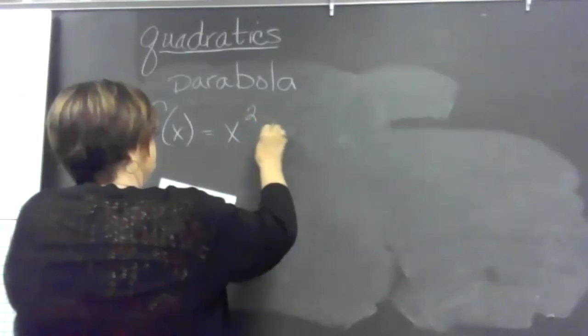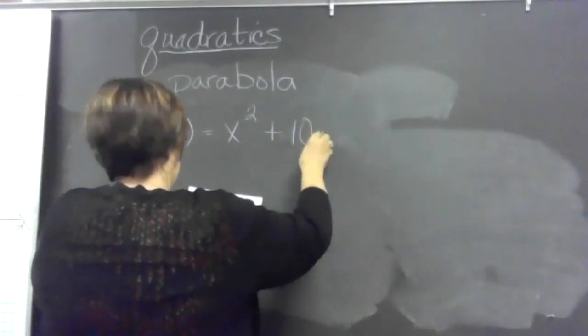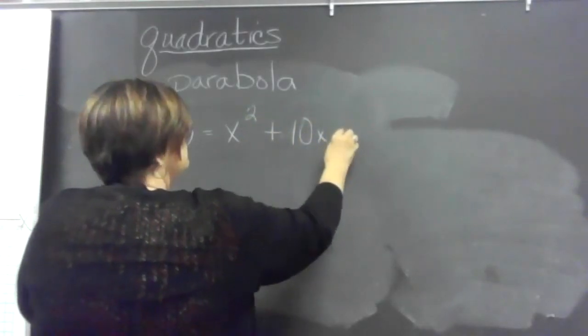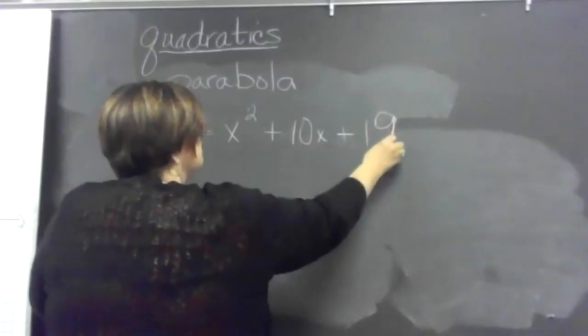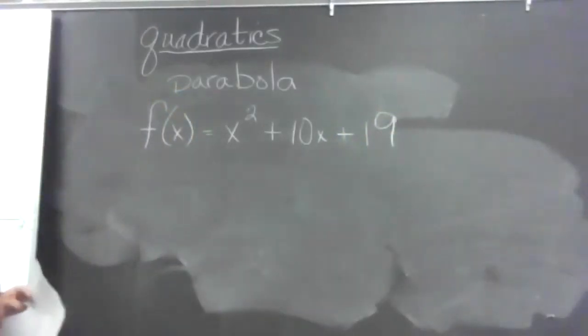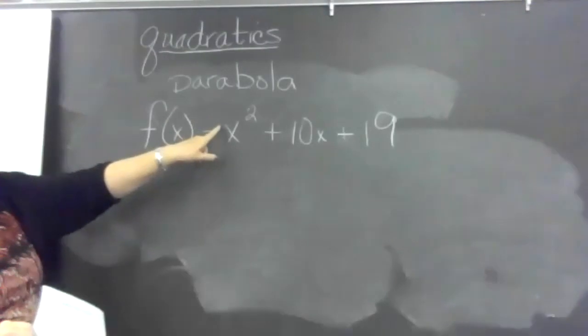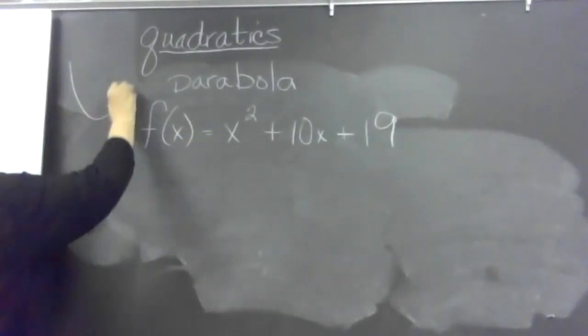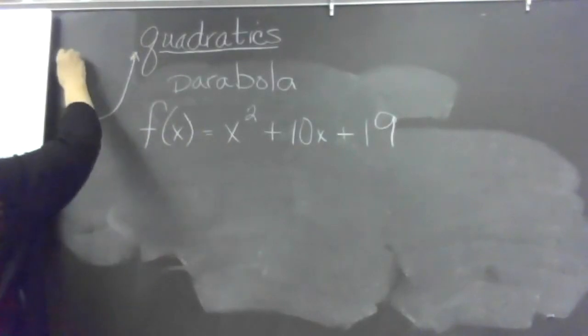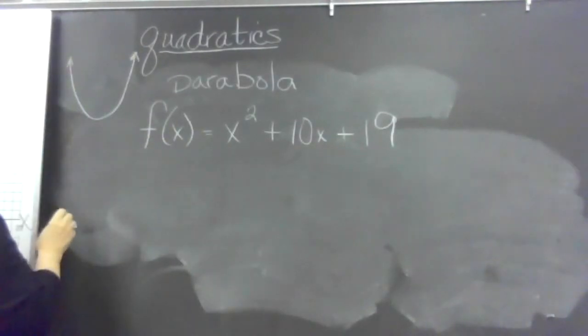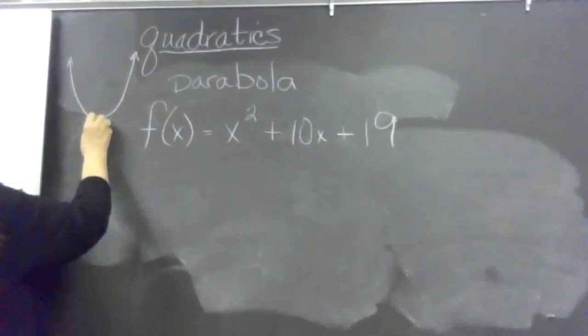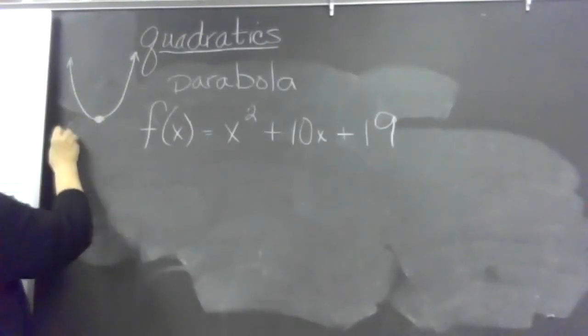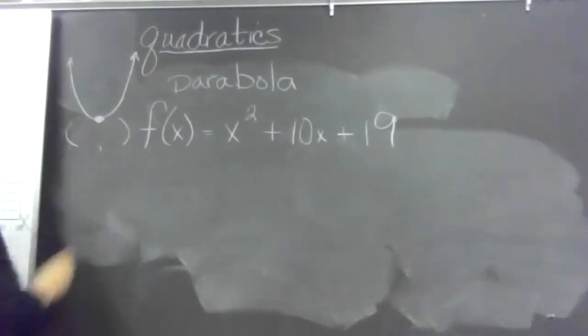X squared plus 10 plus 19. And because this is a positive here, this parabola is going to look like this. It's going to point up because it's positive. And so our vertex is going to be a minimum.